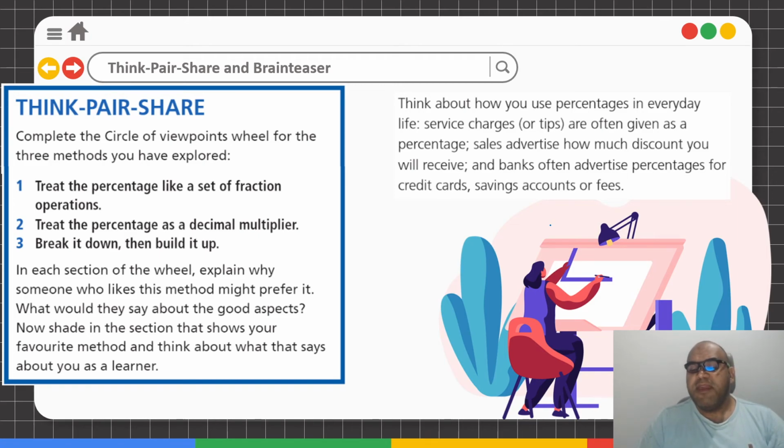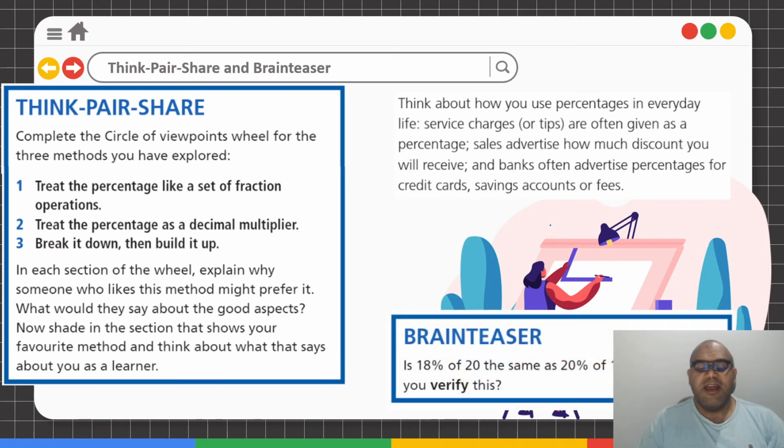And think about, guys, you use percentages every day. Service charge given as a percentage, sales advertising how much discount you will receive, banks and other things. We see percentages around us all the time.